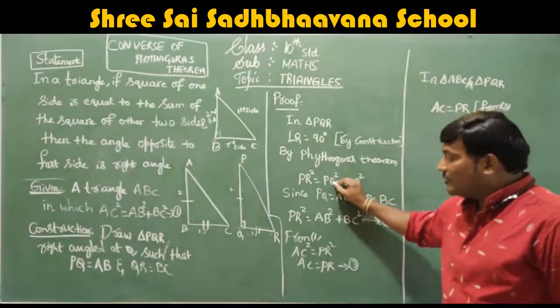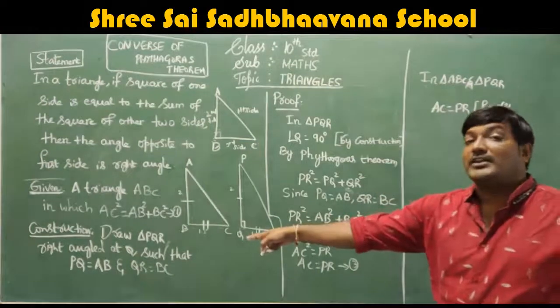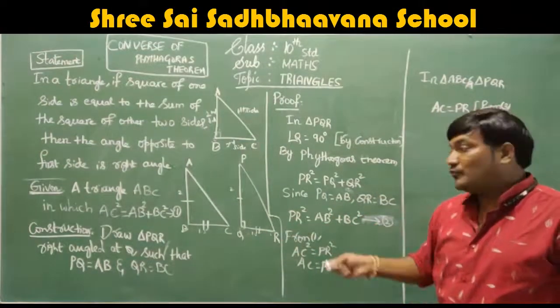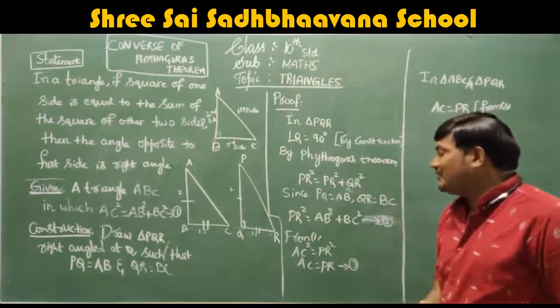What I am doing, instead of PQ I am substituting AB, instead of QR I am substituting BC, because we constructed them for the same length. Already it is there. From the construction we are substituting and we know that they are equal. And this we take as equation 2.